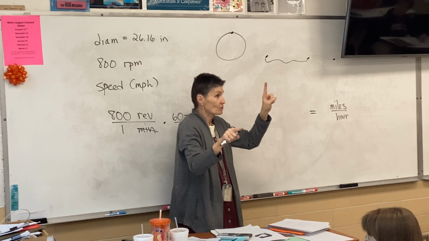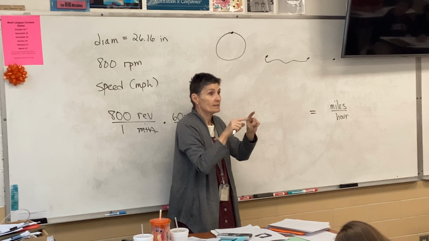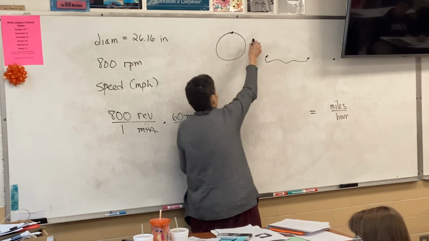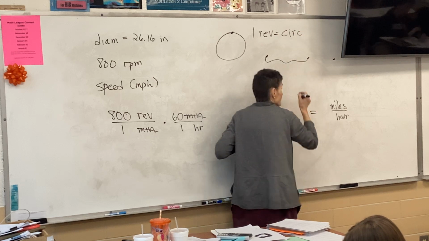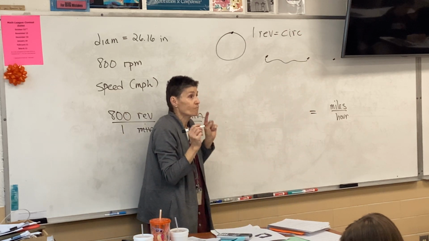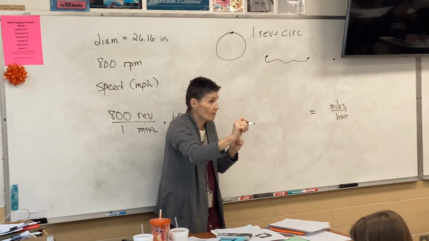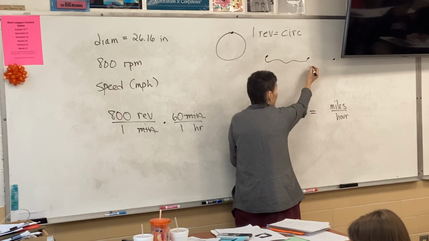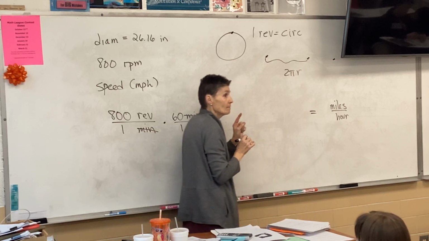Every time the wheel goes around, a revolution is a circumference. Every time that wheel goes around, that's the circumference. It's gonna leave a blob. So this is one circumference, which is 2 pi r.